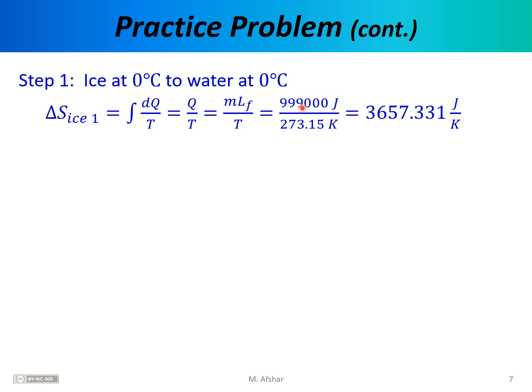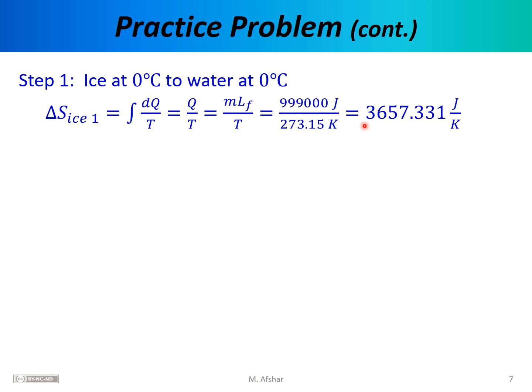Multiplying them out, we find that the amount of heat that is necessary to melt the ice is 999,000 joules. Now the temperature of the ice is simply 0 degrees Celsius, but of course we need to convert that to Kelvin, which is 273.15 Kelvin. Plugging these numbers into our calculator, we find that the change in entropy of the ice in this first step is approximately 3,657 joules per Kelvin.